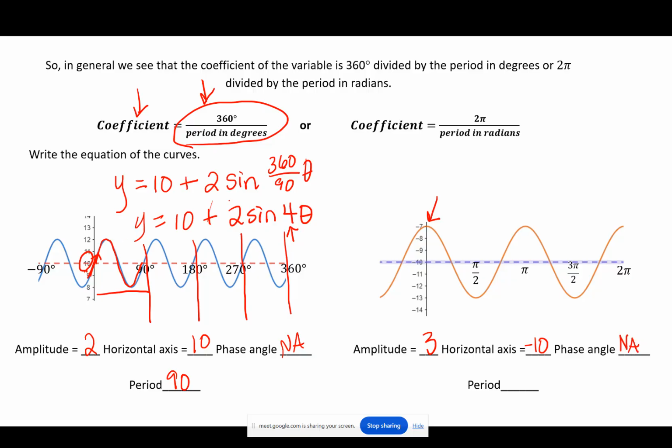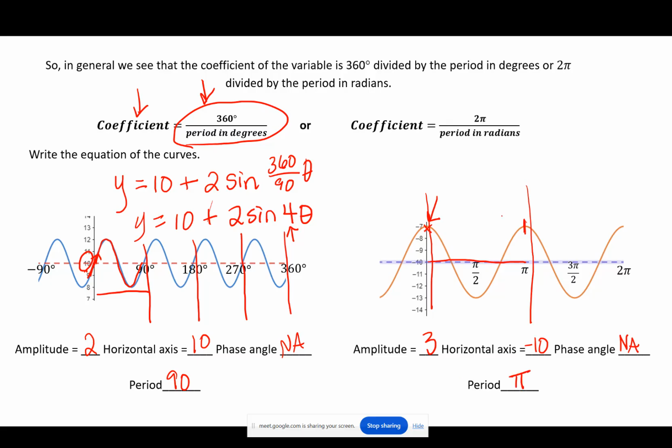The period is how long it takes the function to complete 1 full cycle. And so that starts right here, goes down, back up again to where it began, right here. So we can see that it takes pi radians for that to happen. 1 full cycle happens in pi radians. So the period is pi.